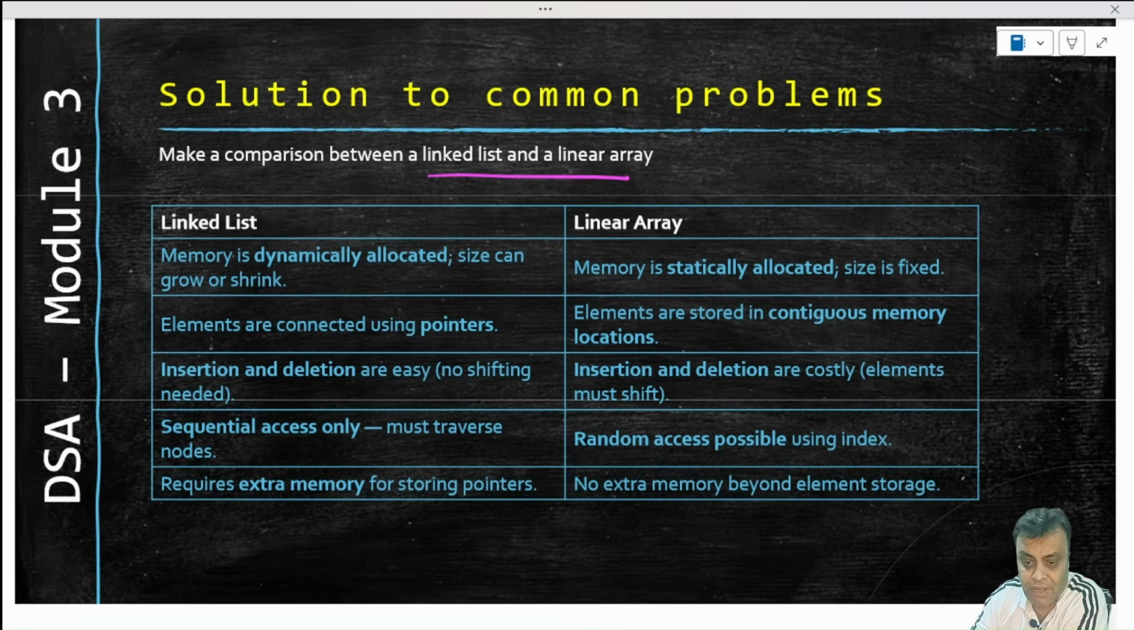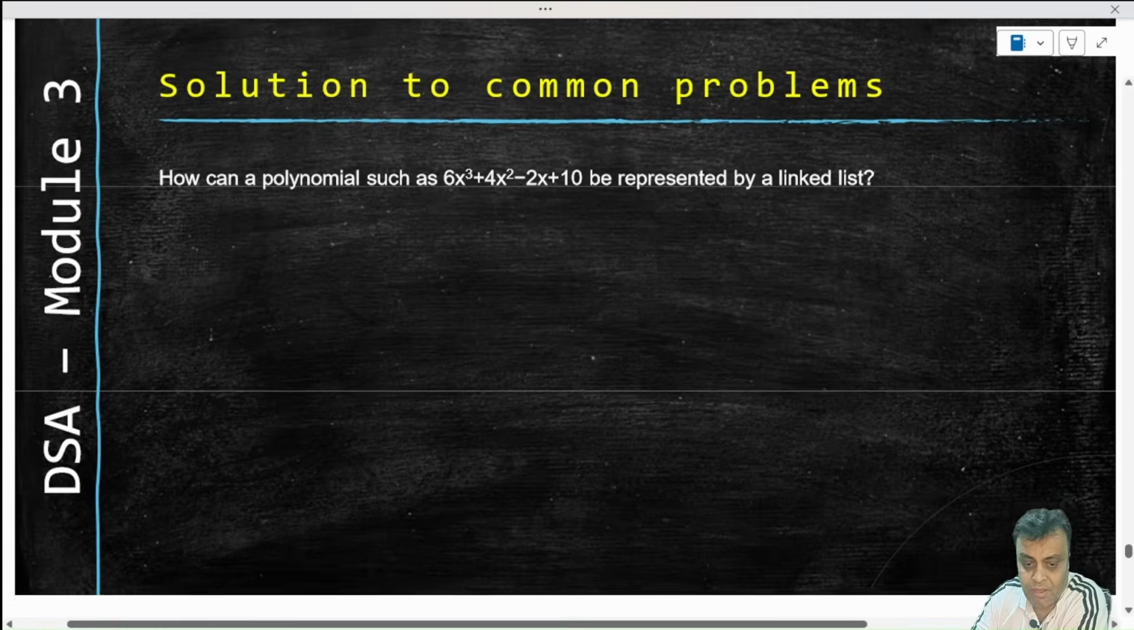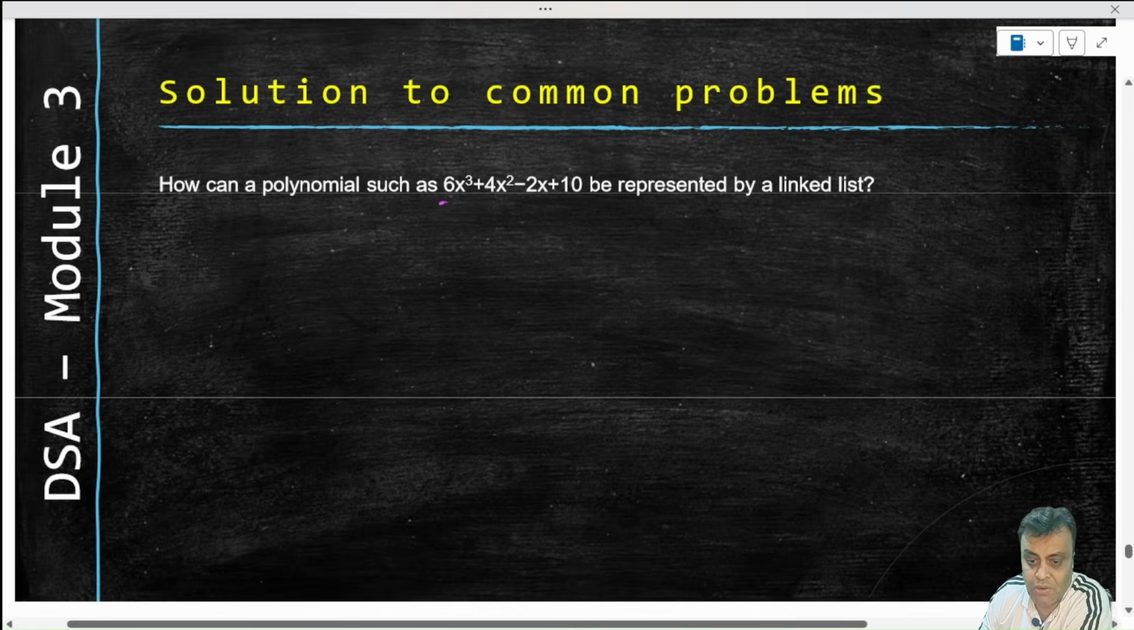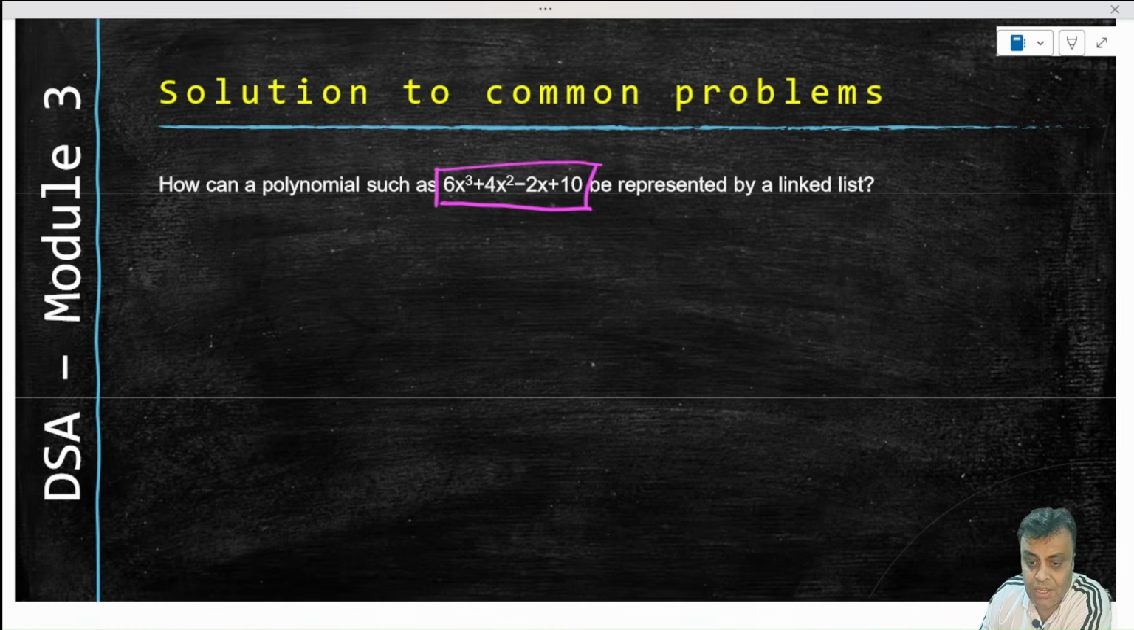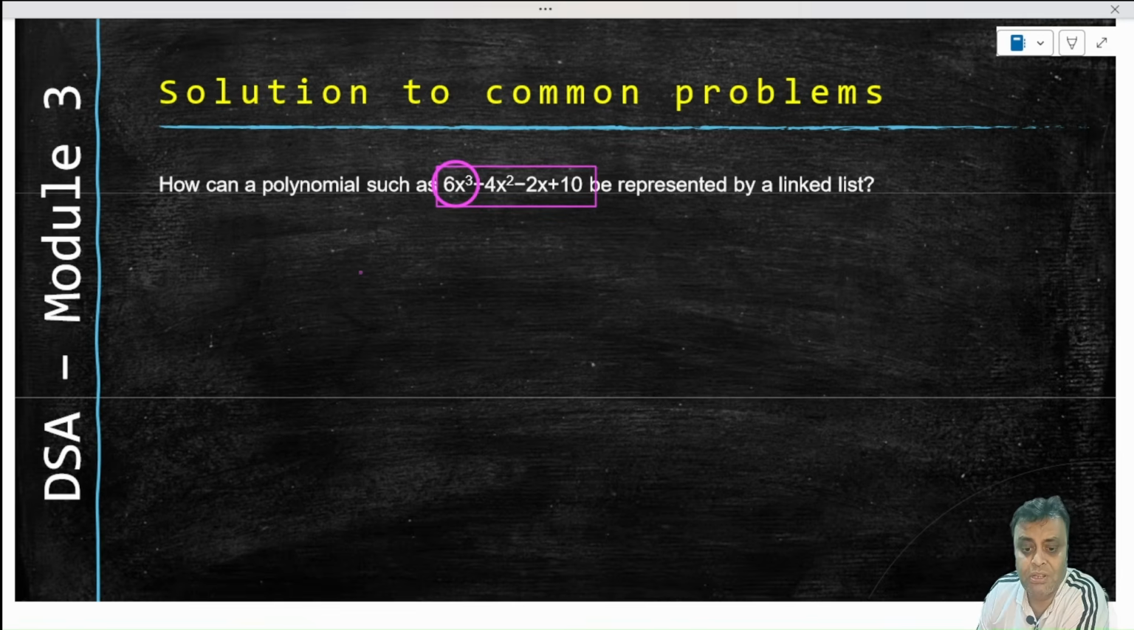Linked list and linear array, we have discussed what are the differences. Now, the interesting question is, how can you represent this using a linked list? This is a polynomial, and you see that this is sorted in the descending order of its degree. So in order to represent this as a linked list, we can reproduce this particular 6x to the power 3 if we know what all this contains. What does it contain? It contains a coefficient, and it contains a degree, or let's say it contains a power. Let's call this power, right?